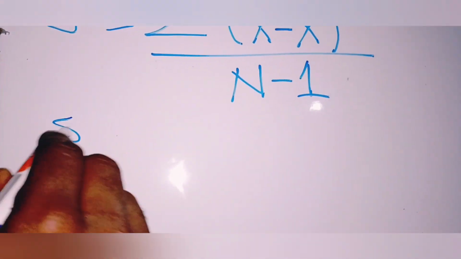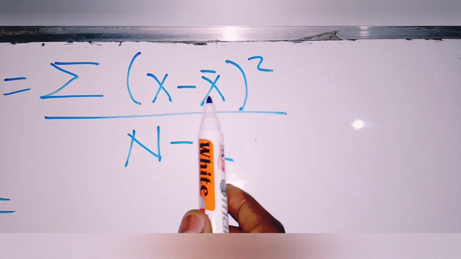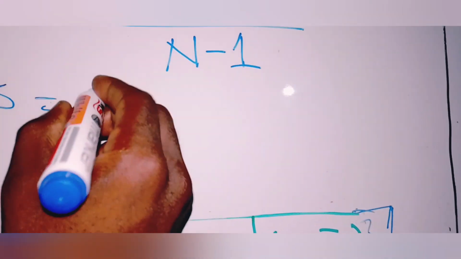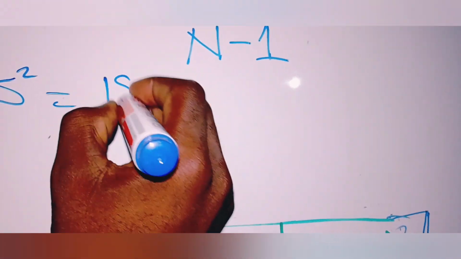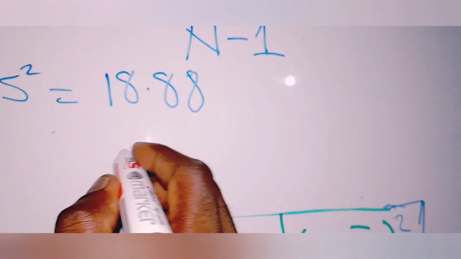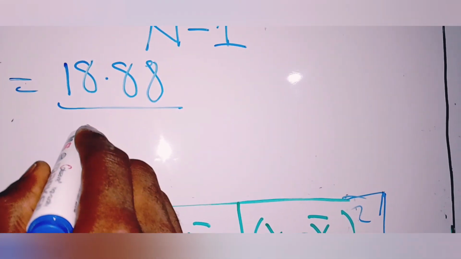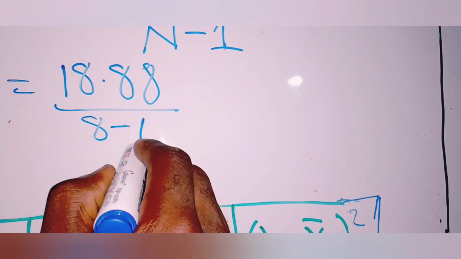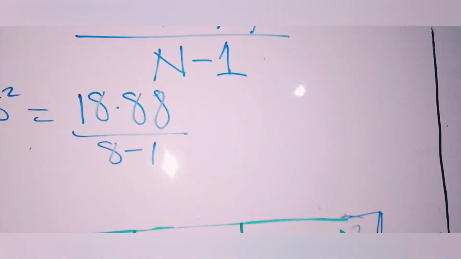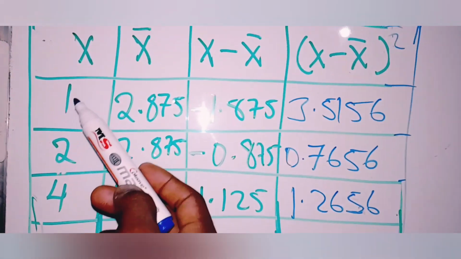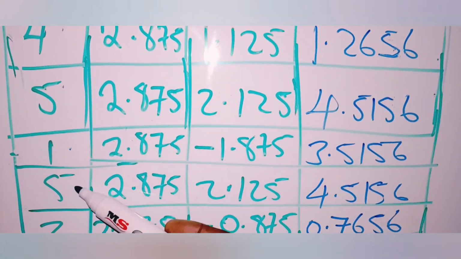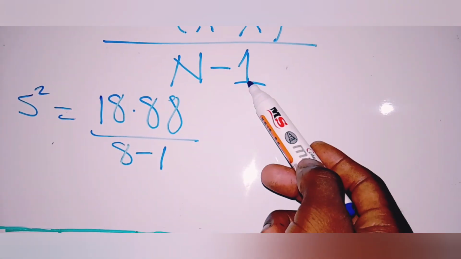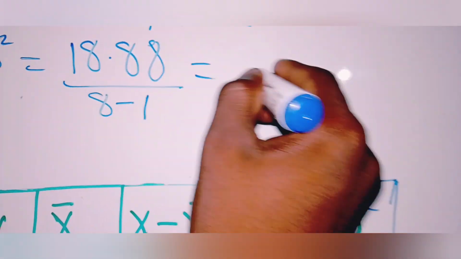So let's see, s squared is equal to, what is the summation of this? We already have it: 18.88. You divide 18.88 by, what is the number there? It is 8, right? Minus 1. So n, the number of values, is 8. It is 1, 2, 3, 4, 5, 6, 7, 8. So 8 minus 1, that's the factor. What is it giving us?